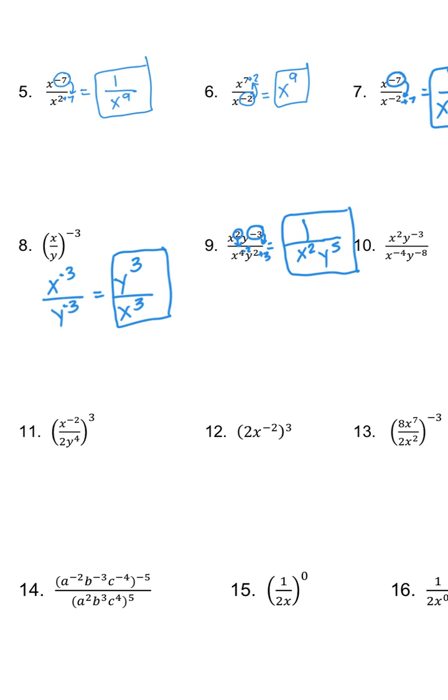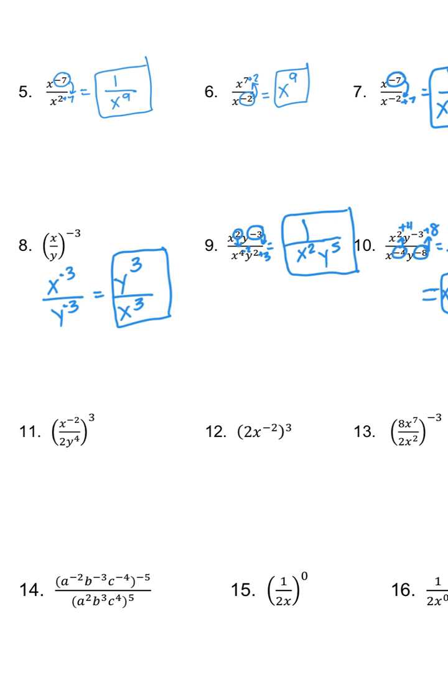Number 10. Again, we're going to combine our exponents. We move the smaller exponent, which would be -4. We're going to move that up, and that becomes a +4. Here, our smallest exponent for the y's would be -8. We would move that up, and that becomes a +8. We don't need a fraction bar, but we have x to the power of 2 plus 4 is 6, y, and then we have -3 plus 8 is 5. Now, we could put it over 1, but then we can simplify it down and just do x^6 y^5.